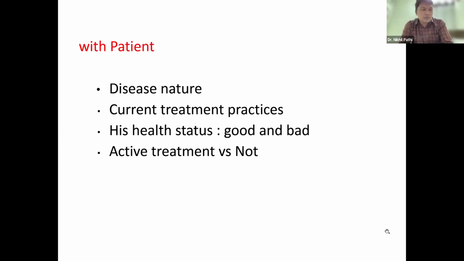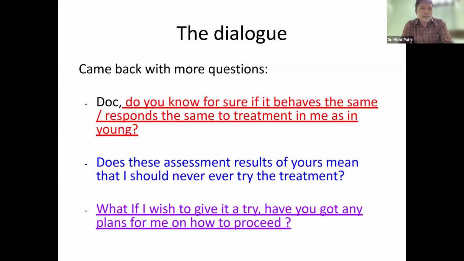Then he came back a couple of days later with more questions. He asked, Doctor, do you know for sure that this particular disease behaves the same, or that if you treat, it responds the same in me as in young patients? And the second question was, do these assessment results of yours mean that I should never try the chemotherapy? Or if I say that I want to give it a try, do you have any plans so that I move in that path? Dr. Pathak, the first question.